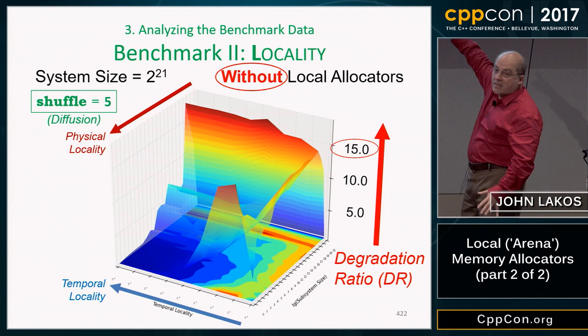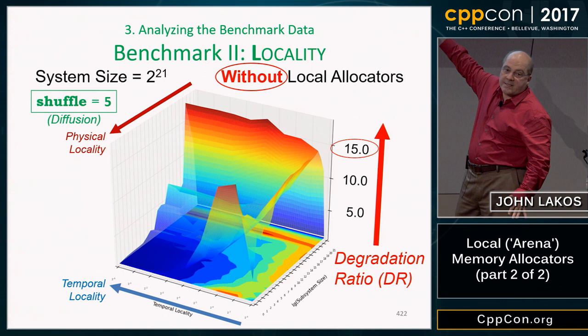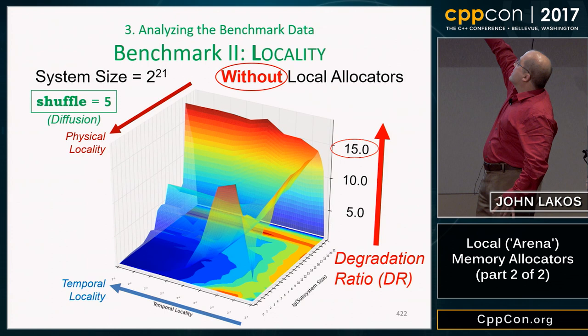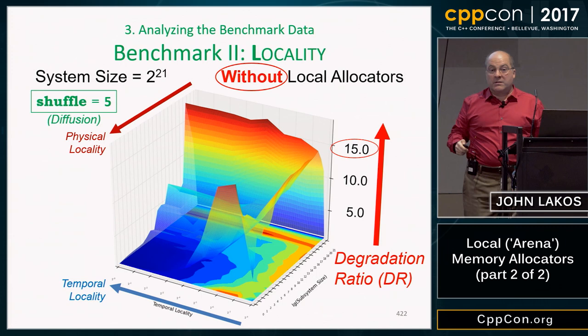And there's this funny thing in the front that I am unable to explain, but it is a very edge case. It's really bizarre. It's in this corner. So if you ignore that one point, the idea is you get something like a ridge where, right around, as I said, 2 to the 18th, or when the temporal locality is really low, the difference between shuffled and non-shuffled is maximized.